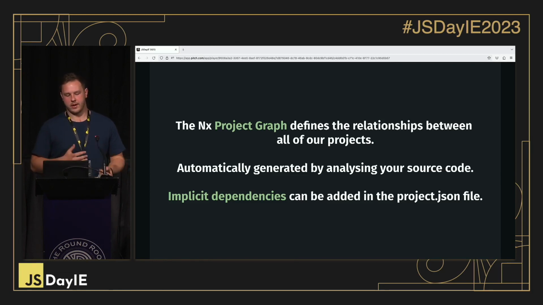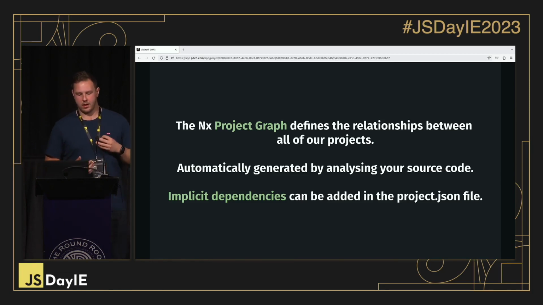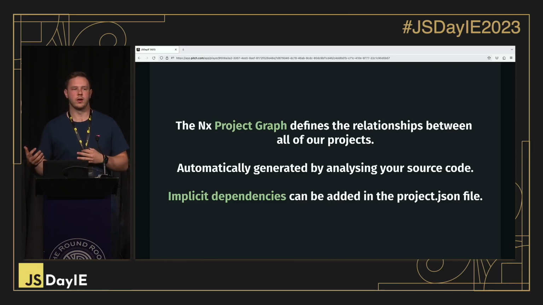You can also define implicit dependencies for things that can't be automatically figured out. A great example of this is when you have end-to-end tests. Your end-to-end tests should be rerun when your app changes, because the end-to-end tests depend on the app, but they won't actually import the app, so NX can't figure that out. And in the project.json file as well, you can define those implicit dependencies.